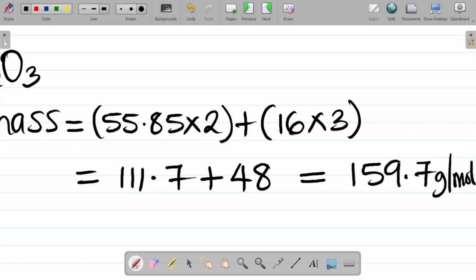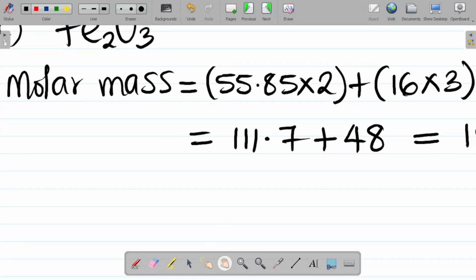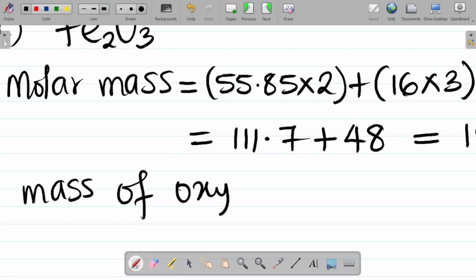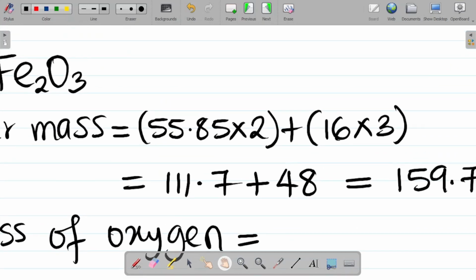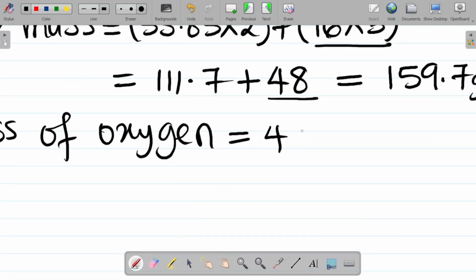This is in gram per mole. That's the SI unit for the molecular mass. Let's now get the mass of oxygen. We don't even have to stress. We already got that as oxygen times 3, which is 16 times 3, and that gives us 48. So that's simply 48. Let's get the percentage composition of oxygen.